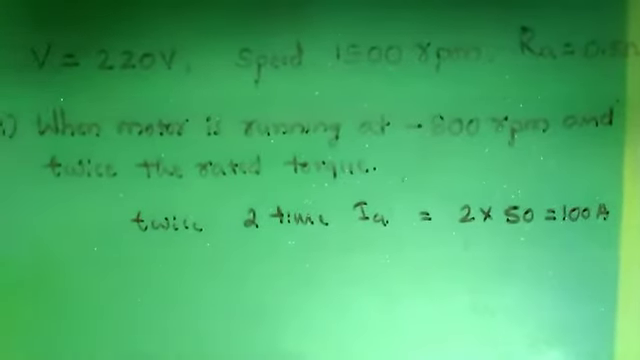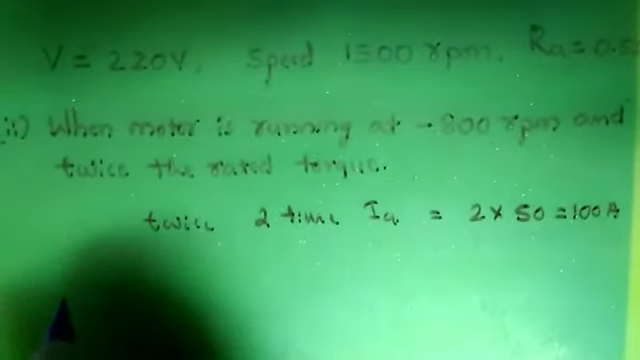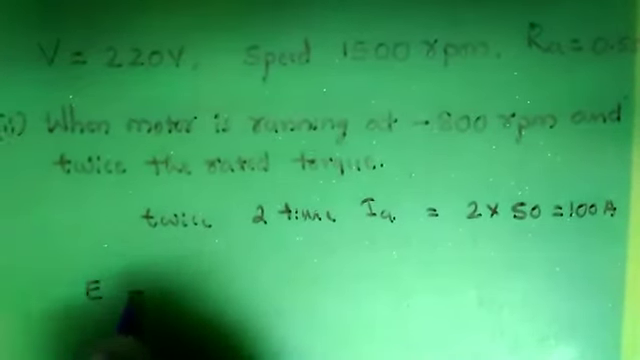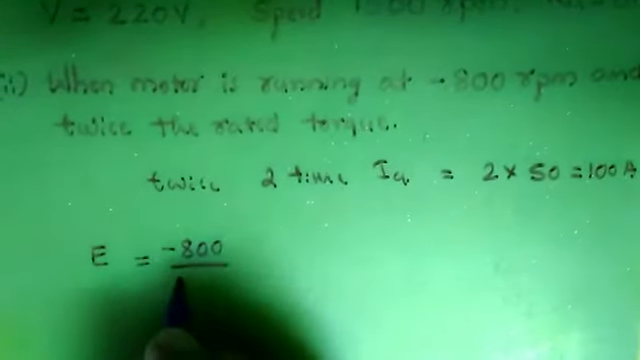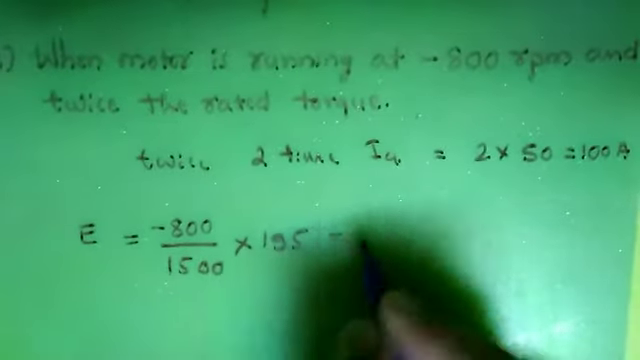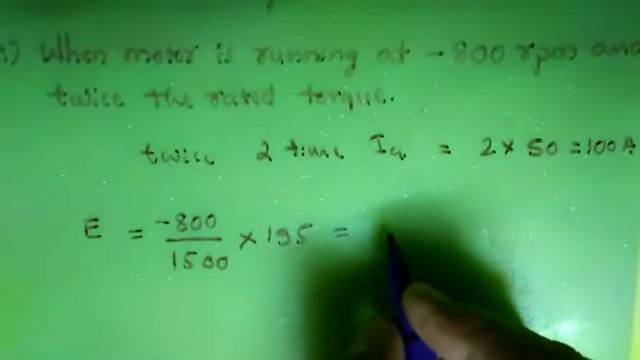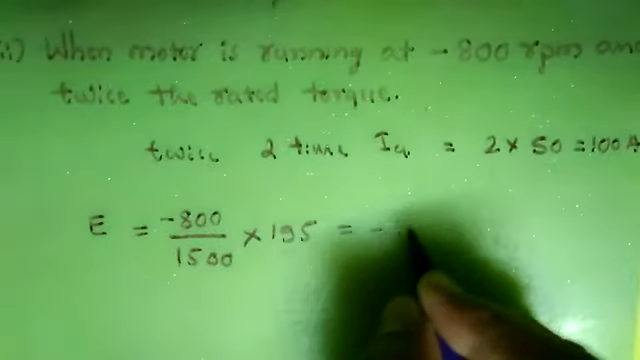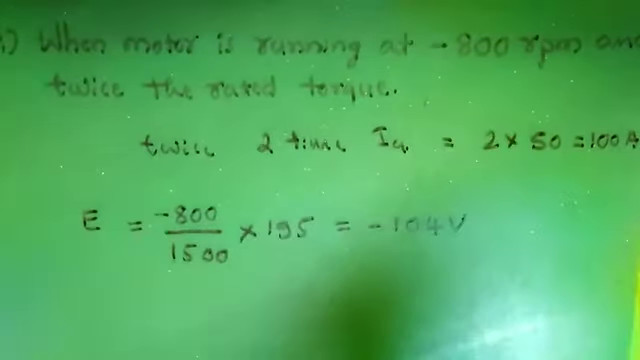Okay. So now once again we have to calculate the back EMF at -800 RPM. I get a similar question here. Earlier I calculated E1 by E2 equal to N1 by N2. Same question. We have to calculate the back EMF at minus 800 RPM, which is 104 volts.